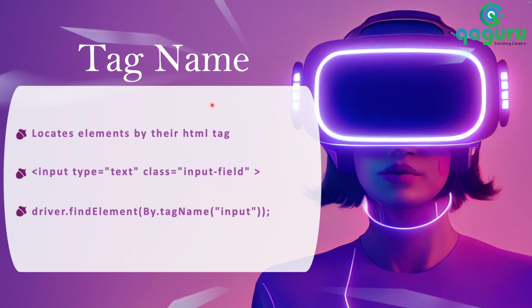Tag name locator locates elements by their HTML tag. Take this example. We have an HTML element input. Okay, so you can write the code driver.findElement(By.tagName) and then you can use the HTML tag input here. Then it will locate the element based on the tag.